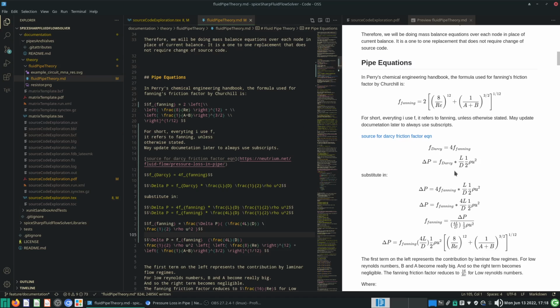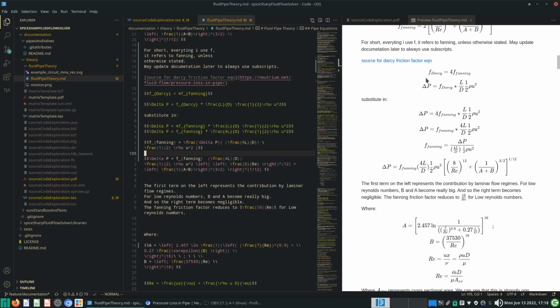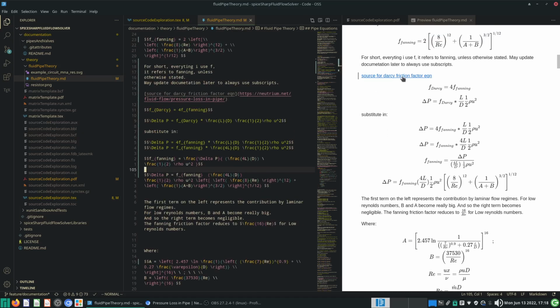So yeah, let's check out. Right, so what are we doing here? Okay, this is the Fanning friction factor. From the Darcy equation, we will get this sort of equation here. Let me do some manipulation to make the Fanning friction factor the subject. Alright, and then we find that delta P equals F Fanning times 4L over D half rho U squared. So this is what it is here. Now if you want to substitute the Fanning friction factor and everything in for this, then this is what it will look like.